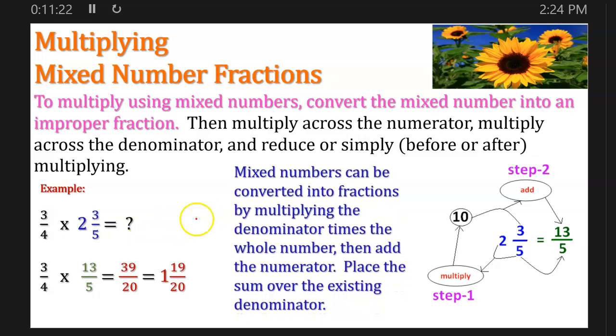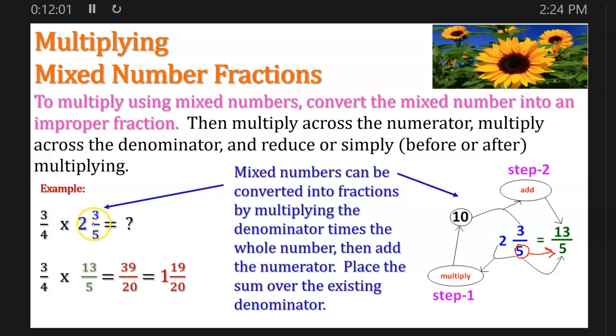Mixed numbers can be converted into fractions by multiplying the denominator times the whole number and then adding the numerator and placing that over the existing denominator. Okay, so here we have an example of that where we take this 2 and 3/5 and we multiply the 2 times the 5 first, and then we add the 3, so that's going to give us a 13, and then that number is going to go over that existing denominator. So the denominator stays the same, it's just you're getting that numerator by multiplying and then adding. Okay.